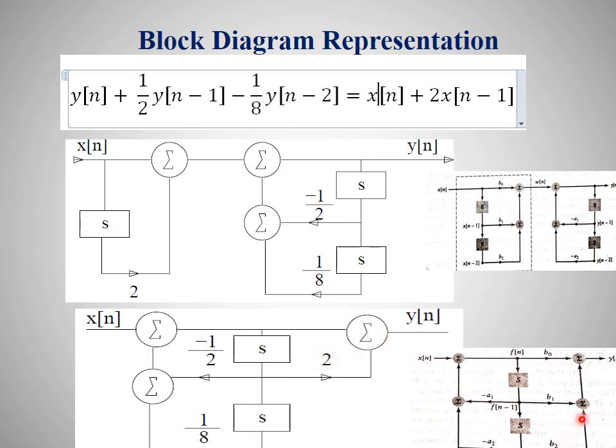These two terms are missing because we don't have to add this term to this. So this adder is removed. Similarly, this element is also not there because we do not have x of n minus 2. We will consider one.